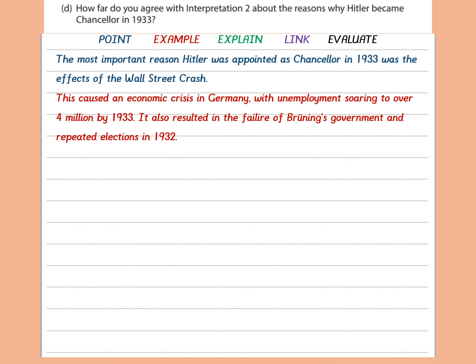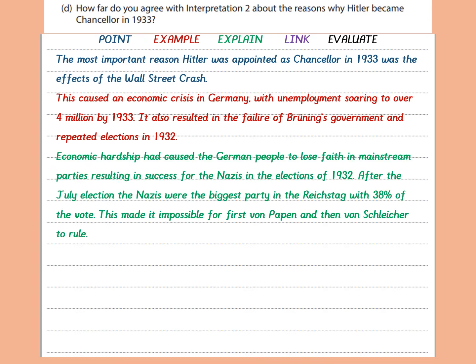It also resulted in the failure of Brüning's government and repeated elections in 1932. Economic hardship had caused the German people to lose faith in mainstream parties, resulting in success for the Nazis in the elections of 1932. After the July election, the Nazis were the biggest party in the Reichstag, with 38% of the vote. This made it impossible for first von Papen and then von Schleicher to rule.